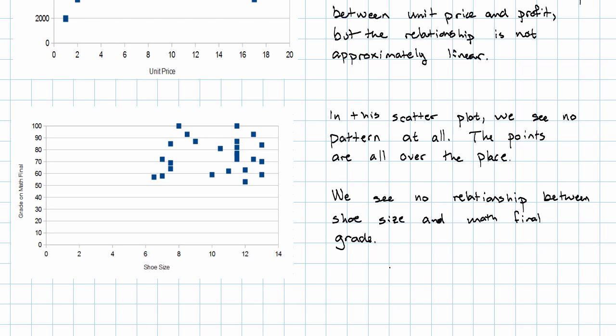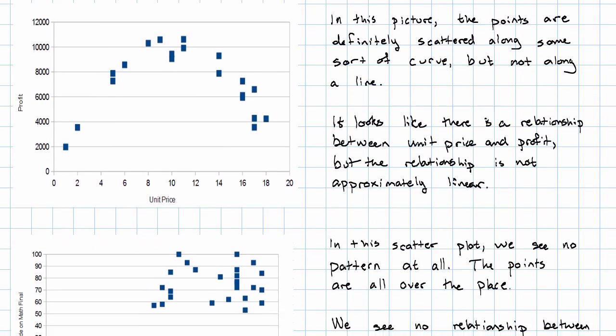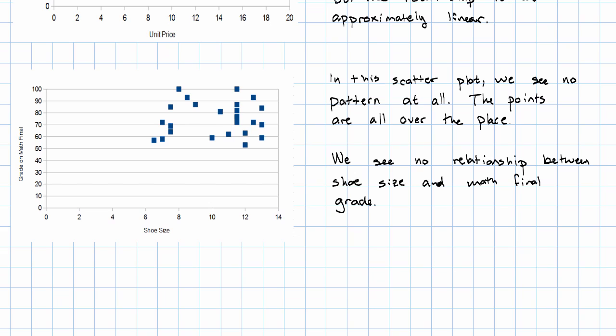So those are the three kinds of patterns that we're going to be distinguishing for the moment. The pattern looks approximately linear. There is a pattern, but it doesn't look linear. And there's no pattern at all. The points are just all over the place.